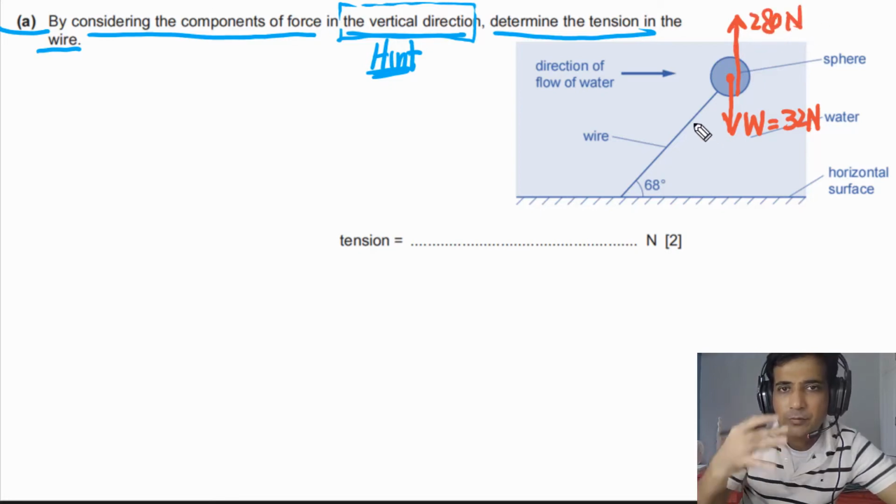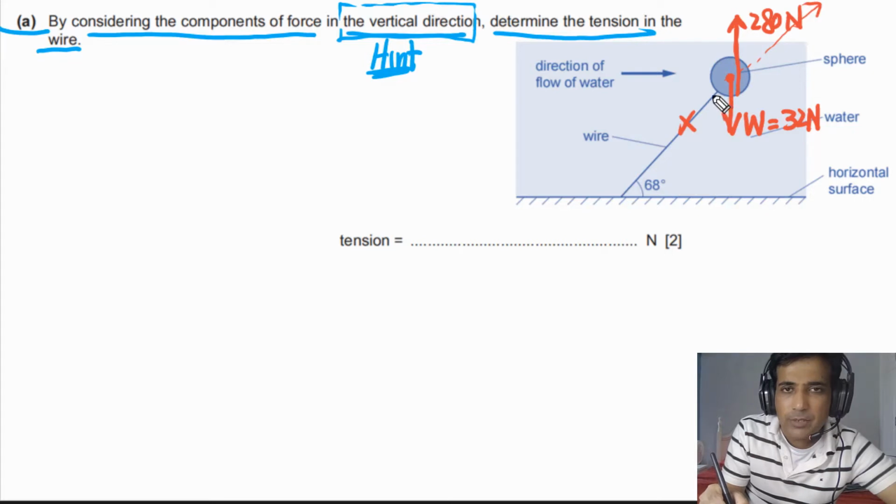Now we need to find out direction of tension. Now if you look at this ball, imagine that we cut this string. If we cut this string, horizontal force is also acting on the sphere and that is acting to the right. So this sphere will go this way.